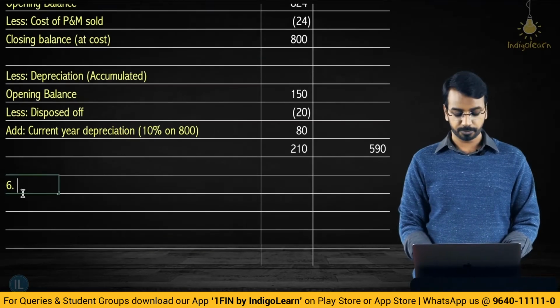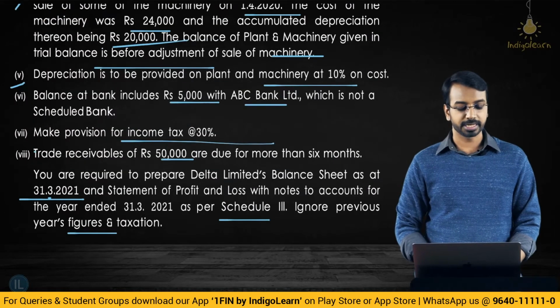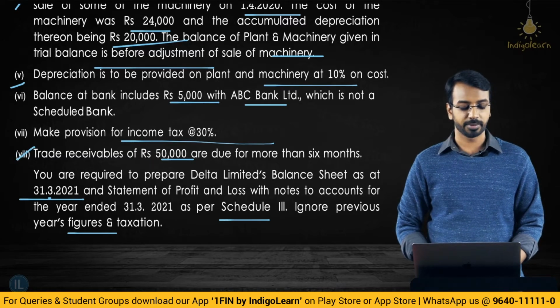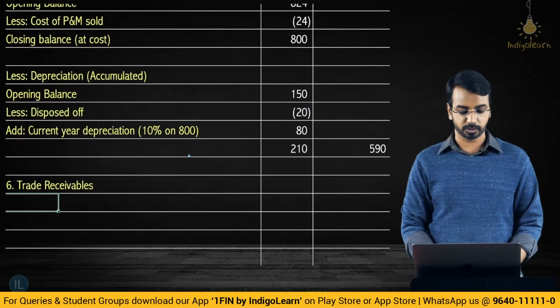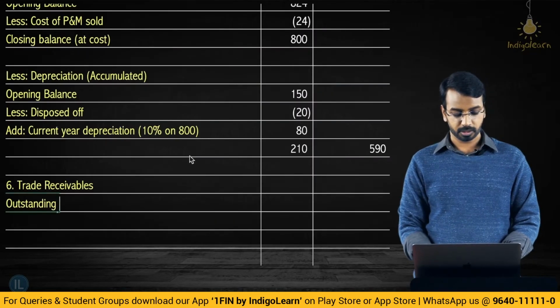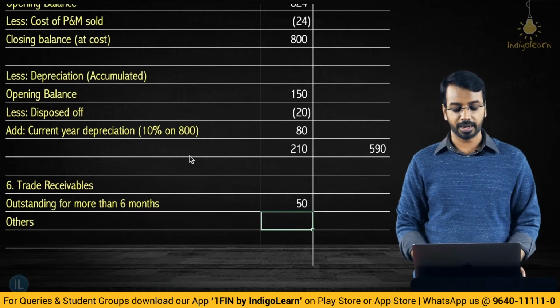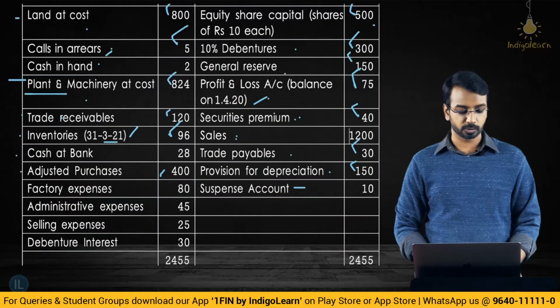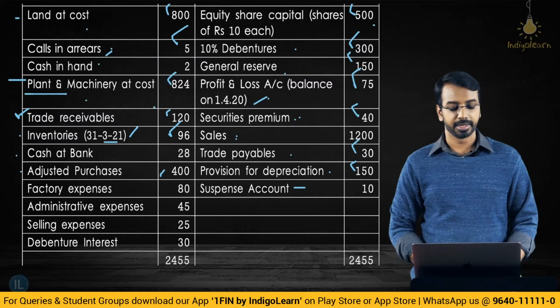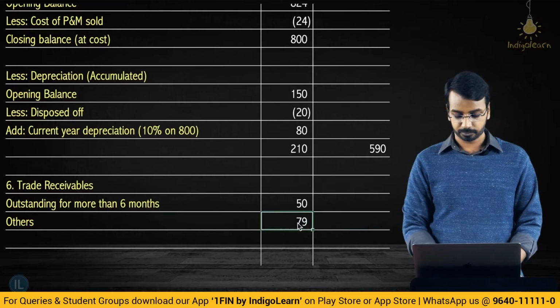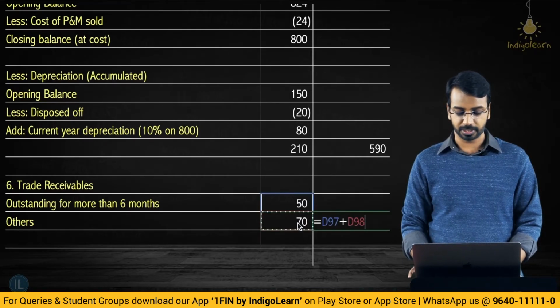6 was for trade receivables. So it says trade receivables of 50,000 are due for more than 6 months. This is not an adjustment, this is just a disclosure requirement. So one time adjustment is fine. 50,000 are due for more than 6 months. So here you say outstanding for more than 6 months is how much? Is 50, and others is the balance amount. And how much is the number? Trade receivables 120. So this is also done, right? Trade receivables is 120. So 120 minus 50, you get 70. So the total is 50 plus 70, 120, right?